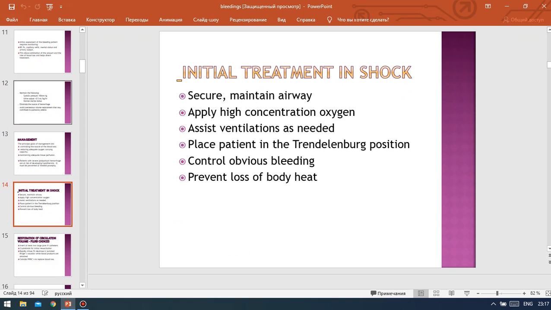Initial treatment in shock requires: maintain the airway, apply a high concentration of oxygen, assist ventilation as needed, place the patient in the Trendelenburg position, control obvious bleeding, and prevent loss of body heat.